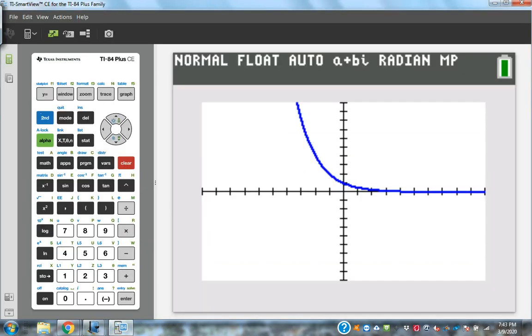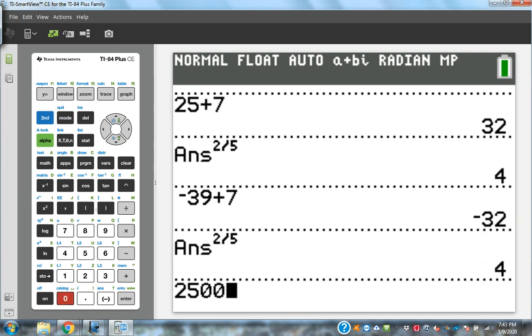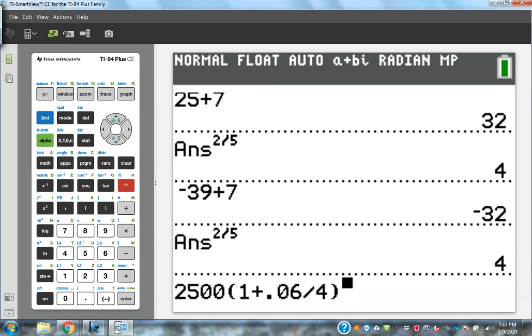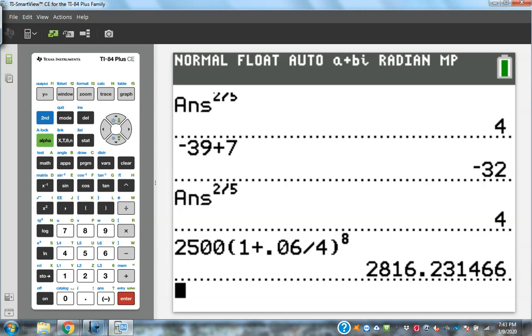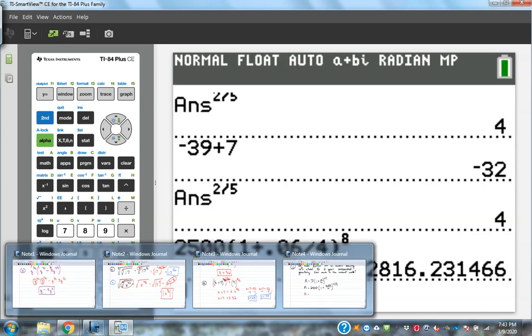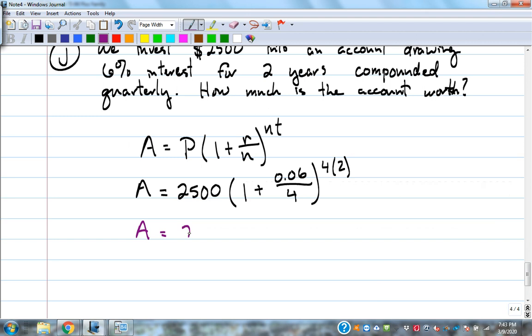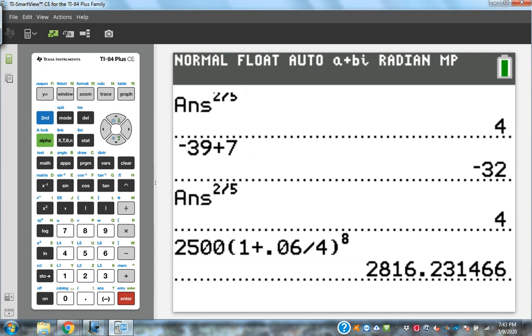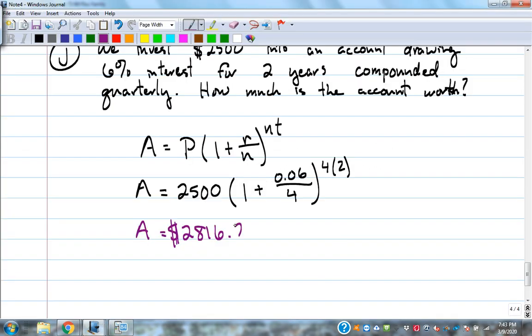So I'm just gonna plug that into my calculator, 2,500, parentheses, 1 plus 0.06 divided by 4, close the parentheses, raised to the 4 times 2, I'm just going to go ahead and make that an 8. At the end of 2 years, my account is worth $2,816 and how many cents? 23 cents. Yes, they keep the extra change. You don't get it. That's at 6% interest.